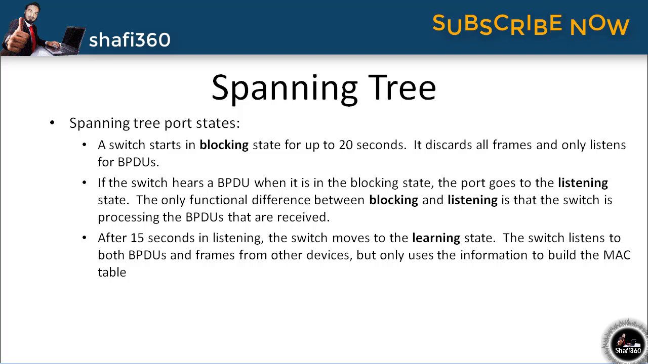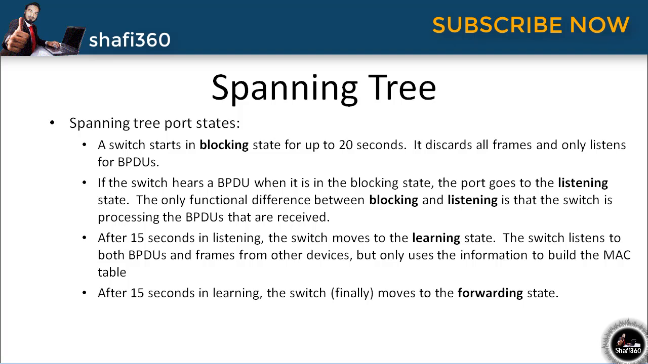It essentially uses the learning state to determine, is there a loop in the network? Am I learning MAC addresses on multiple ports? And if so, then I just need to turn this port off because there's obviously a loop and I don't want there to be a loop in the network. That's my whole purpose in life, to prevent loops. So it sits in the learning state for 15 seconds, and after 15 seconds in the learning state, the switch finally moves into the forwarding state.